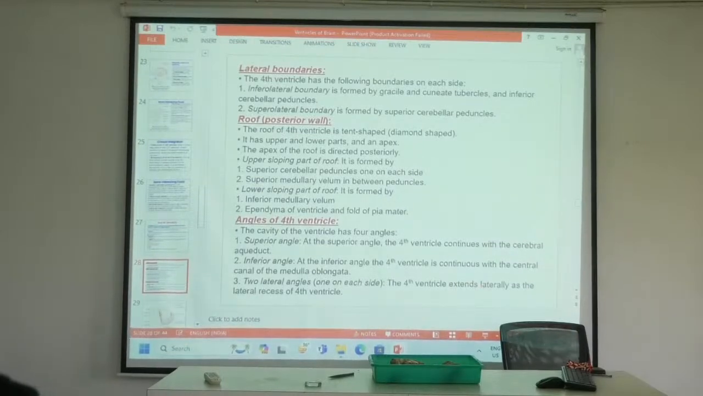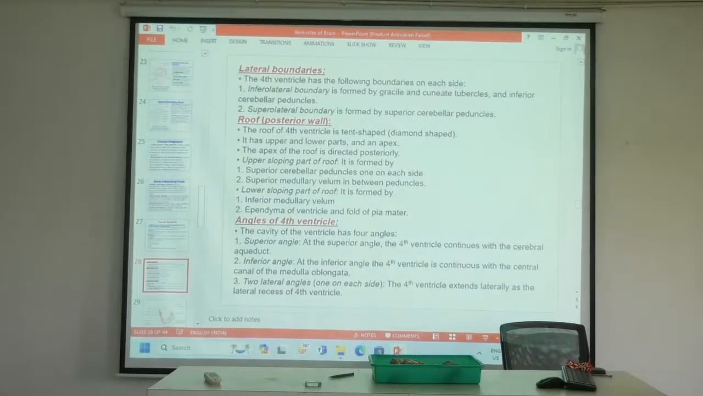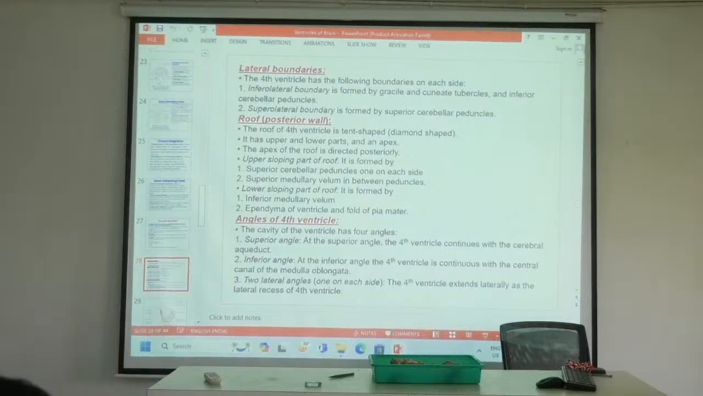The fourth ventricle extends laterally as the lateral recess of the fourth ventricle. Okay. In the third ventricle, you have learned multiple recesses are present, mainly 4 recesses. Here also we will see 5 recesses.